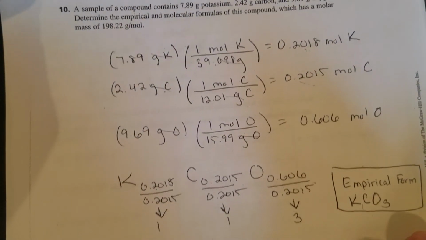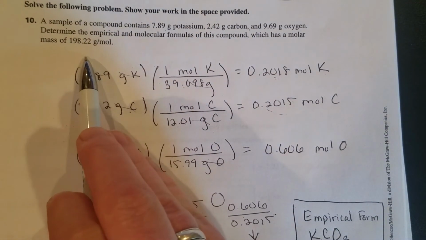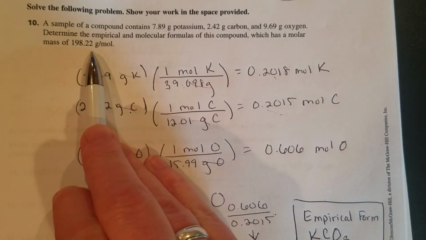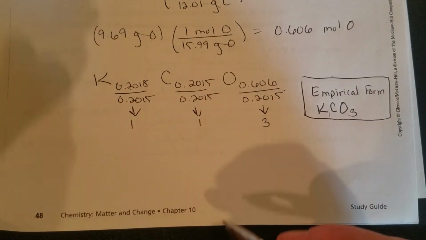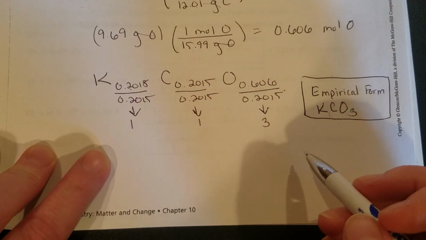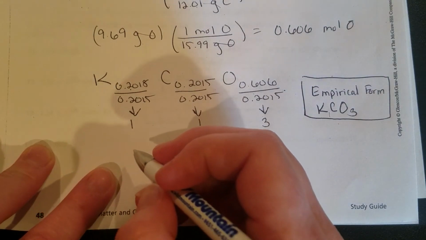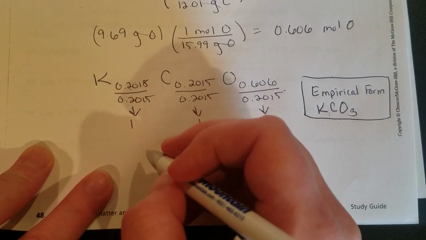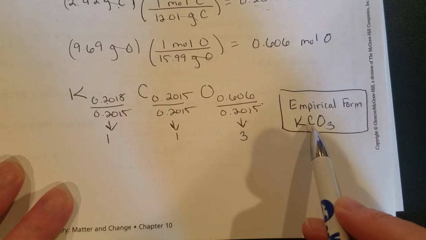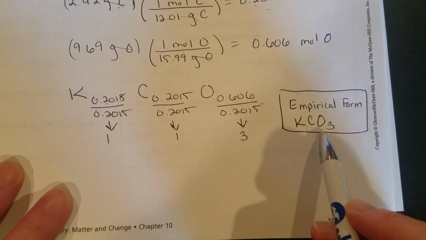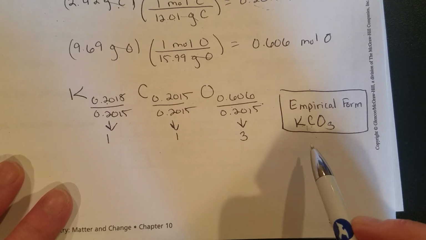Now our job is to calculate the molecular formula. In our problem up here, we're told that the molar mass, the real weight, is 198.22 grams per mole. So we are going to add up these amounts, 1 potassium, 1 carbon, and 3 oxygens, to see what our weight would be, and then we would compare that.